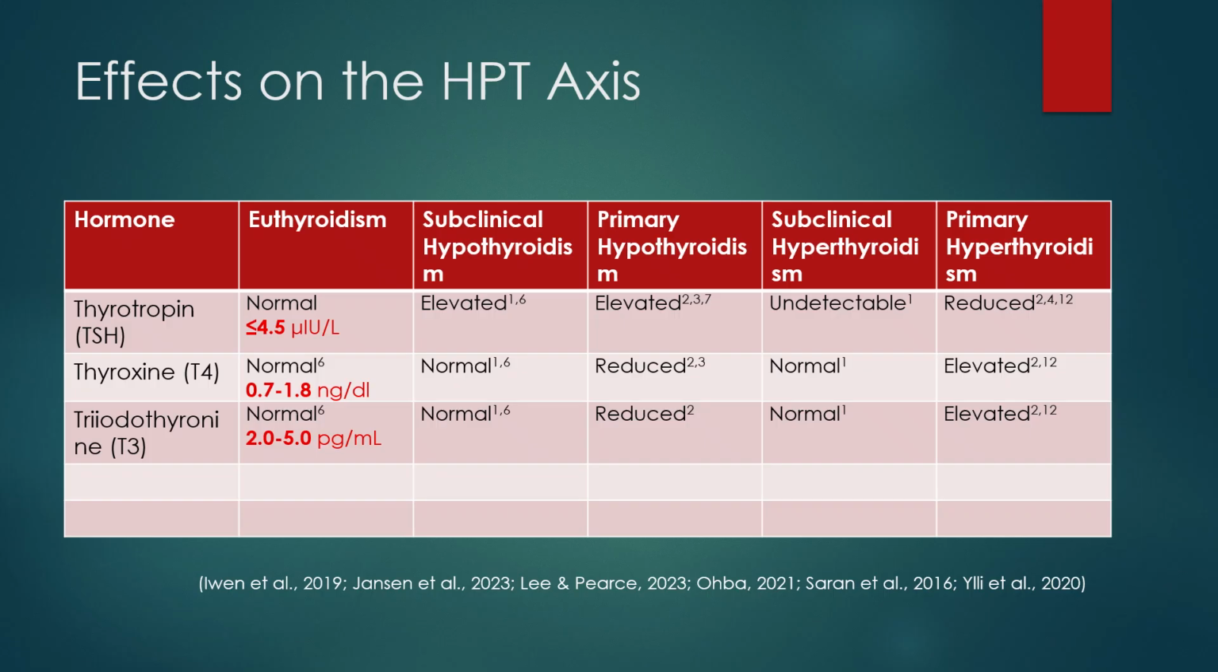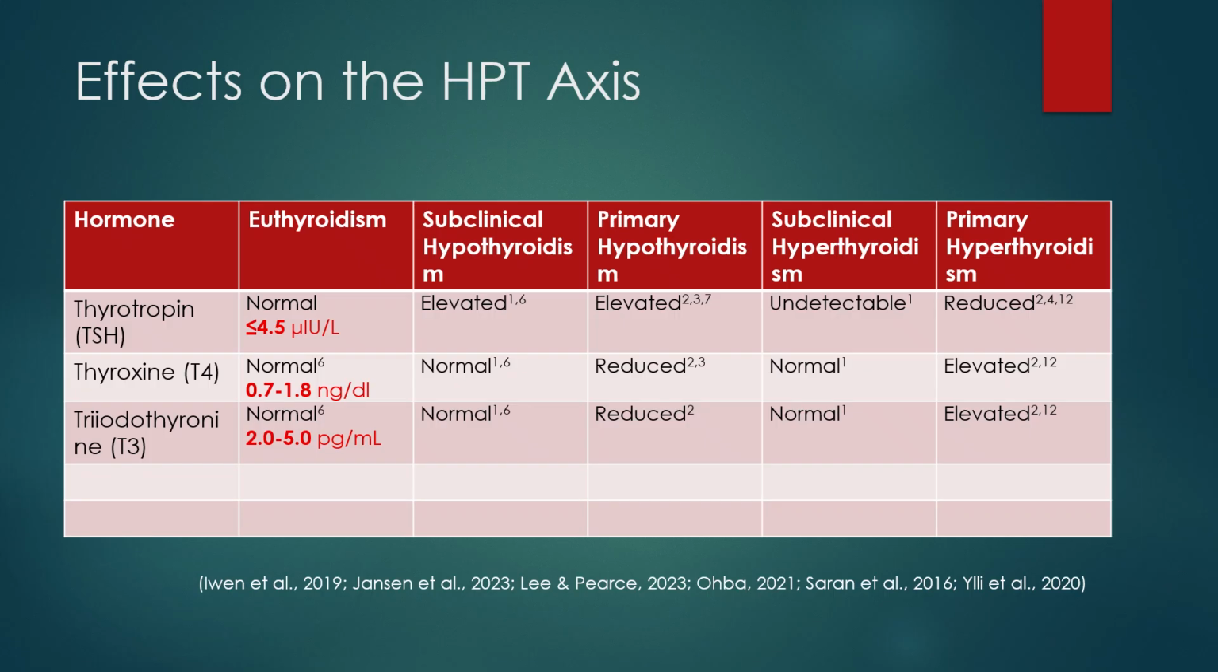Now, moving down the road to the other end of the spectrum, in subclinical hyperthyroidism, thyrotropin is so low it's undetectable. But even with that change, just as in subclinical hypothyroidism, thyroid hormones do not see a change in circulating levels. However, in the clinical presentation of primary hyperthyroidism, not only is thyrotropin reduced, but you'll see an elevation in thyroid hormones.